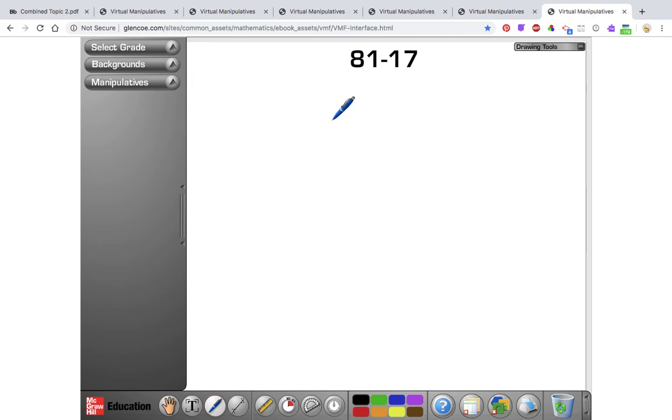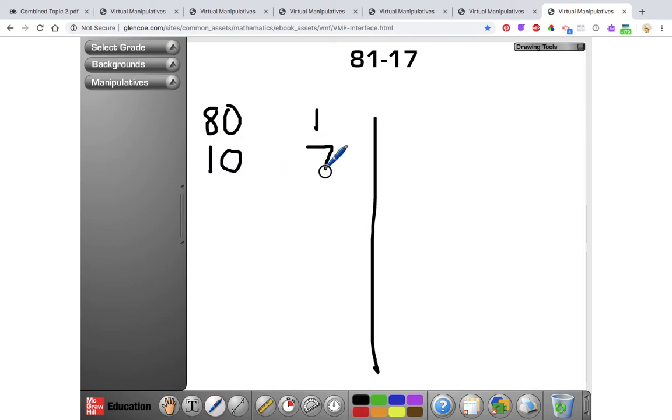If you chose to do the other strategy of breaking apart both of them, I would have 80 and 1, and then I would be subtracting 10 and 7. So again, if you did it this way, you're going to have to do some borrowing because I can't take 7 away from 1. If I have 1 cookie, I can't eat 7 no matter how hungry I am. So I'm going to take a group of 10 away from the 80, making it 70, giving that group of 10 over to my ones. So it'd be 11.